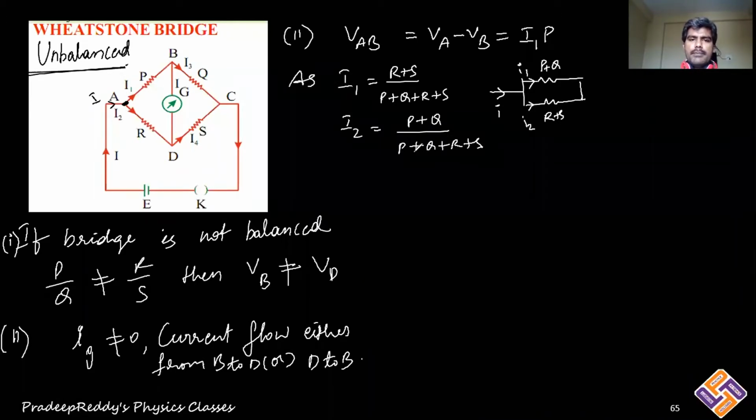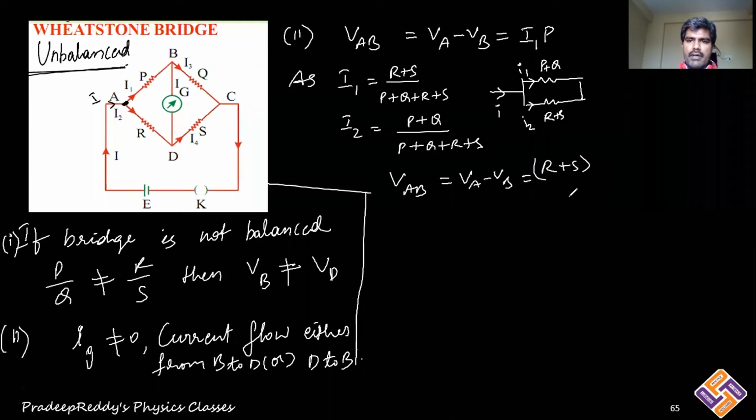Now take this I1 and substitute over there. If I substitute that in this expression, VAB, that is VA minus VB, is equal to I1 into P, which is (R plus S) into P divided by (P plus Q plus R plus S). That is VAB. So the value of VAB we have got.